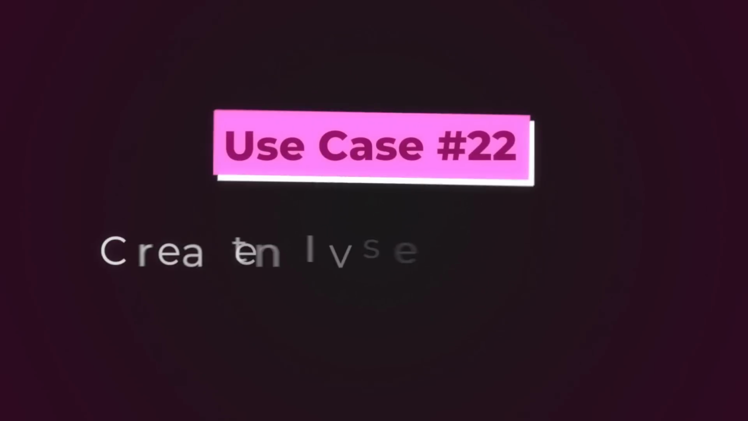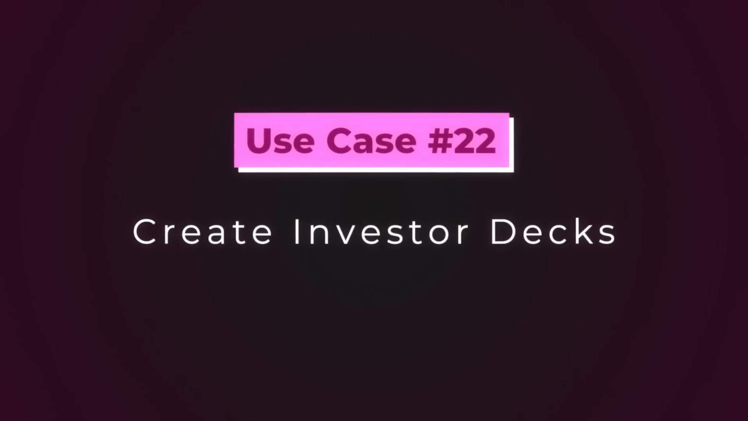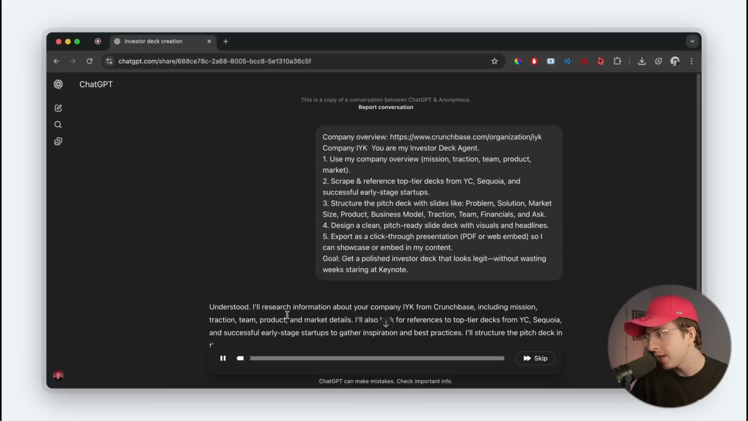This brings us to use case number 22, which is you can leverage ChatGPT Agent to help you create investor decks. If you have a business and you're looking to raise money, this can be a great starting point. And as someone whose company recently raised $18 million, it won't bring you all the way there, but it gets the ball rolling and it's a pretty good start. To do it, upload your company overview, have it scrape and reference other top tier investor decks for companies that have successfully raised. Structure the pitch deck in a form that I like.